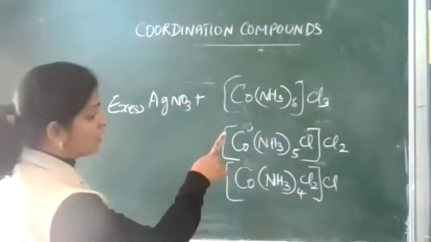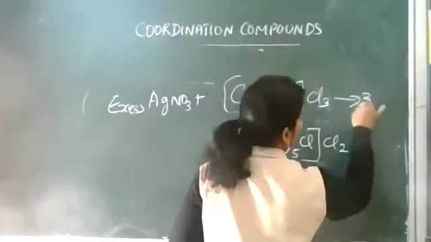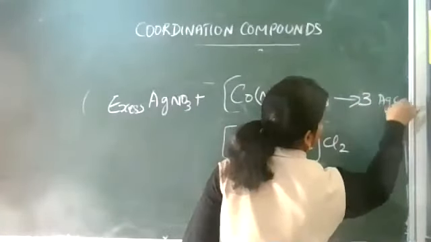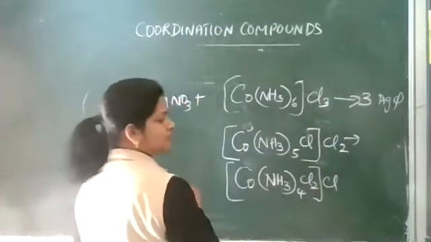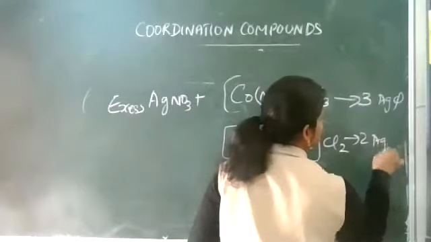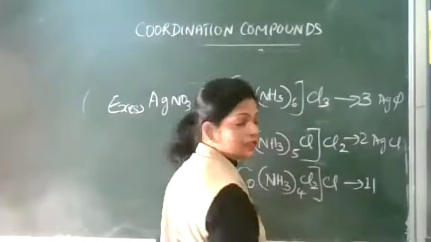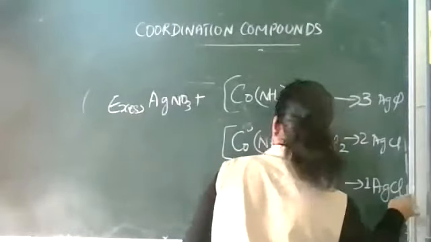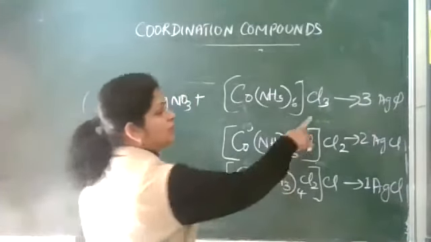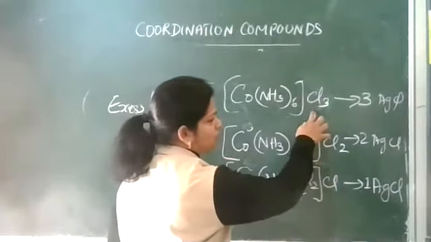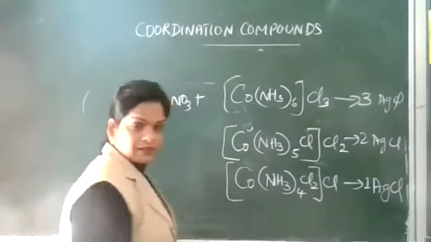What I get here is 3 moles of AgCl. But here, only this is ionized, so only this can react with the excess Ag, so 2 moles of AgCl. Here I'll be getting 1 mole of AgCl. So what does this show? Outside here 3 Cl minus, here outside 2 Cl minus, here outside 1 Cl minus.